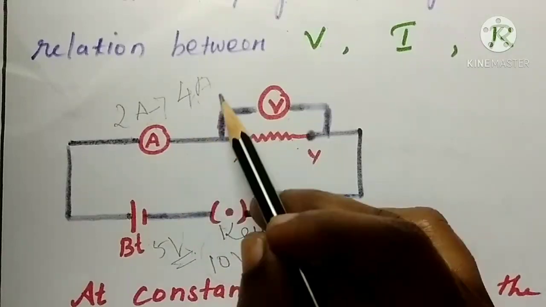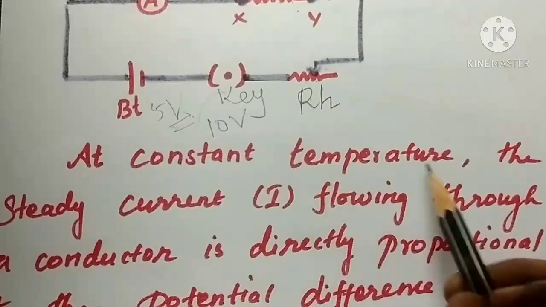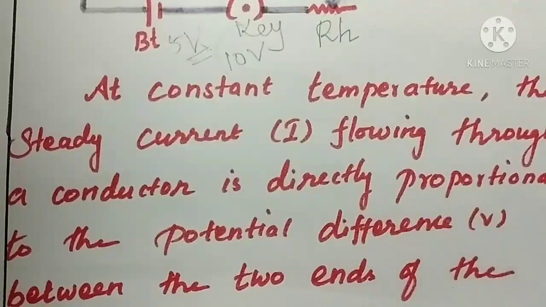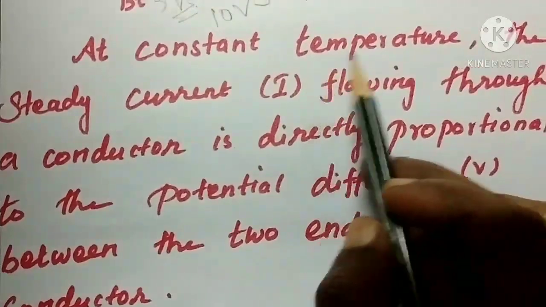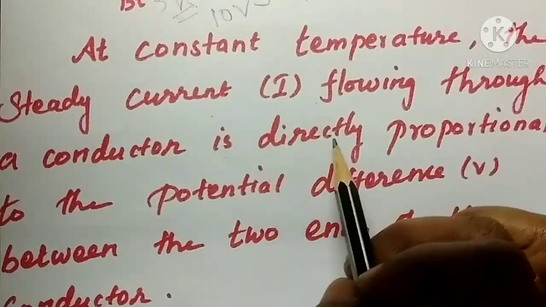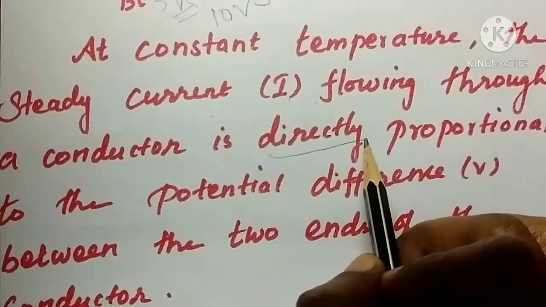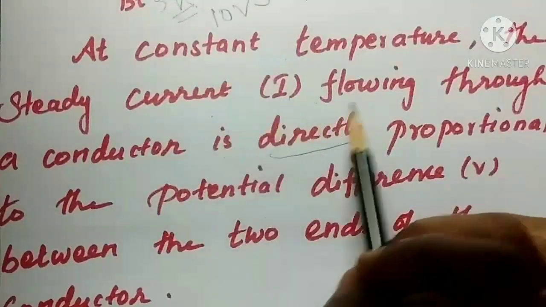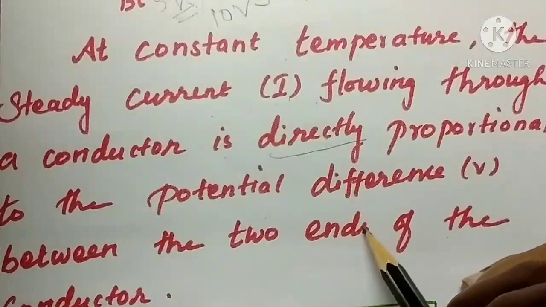This relation is called what? Ohm's law. Ohm's law states that at a constant temperature, the steady current I flowing through a conductor is directly proportional to the potential difference between the two ends of the conductor. Listen, at a constant temperature, a steady current I flowing through the conductor means that if current increases, potential difference also increases.